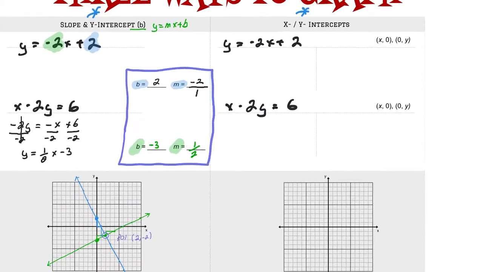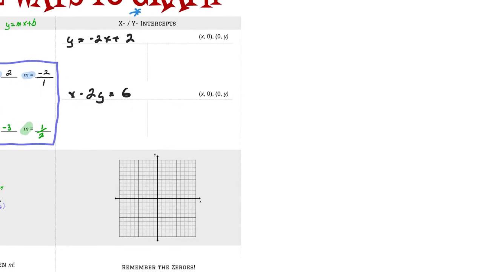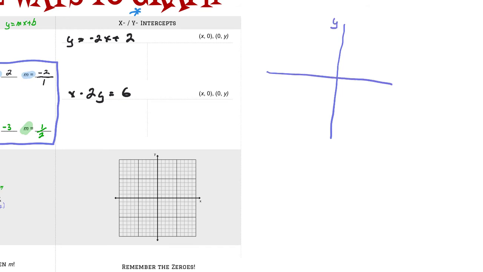The third way to graph is using the x and y intercepts. So in this concept, you have your two axes, your y and your x. The x-intercept is somewhere along your x line. You don't know what x is, but because it's on the x-axis, you know that y is 0. The opposite is true if you're looking at the y-intercept. You have no clue what y is, but you do know that x is 0. And so we're going to take that concept and apply it to our method.